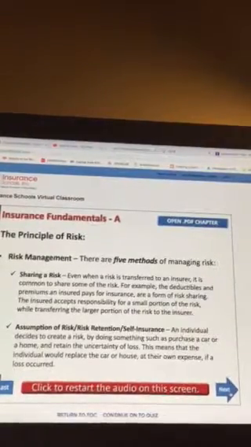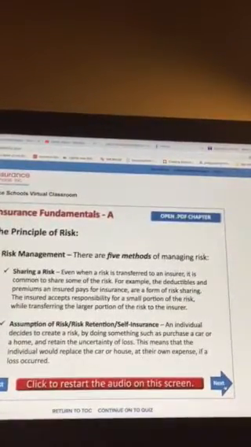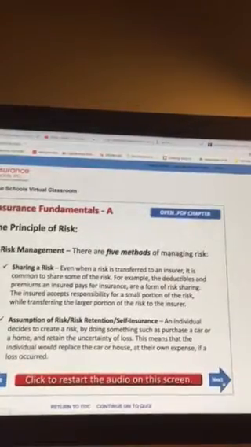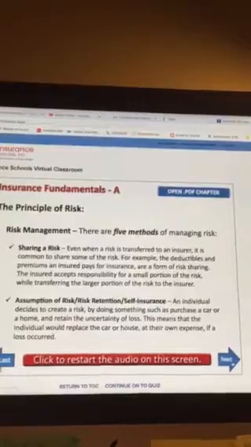Next is the assumption of risk, also known as risk retention, or self-insurance. An individual decides to create a risk by doing something such as purchase a car or a home, and retain the uncertainty of loss. This means that the individual would replace the car or house, at their own expense, if a loss occurred.